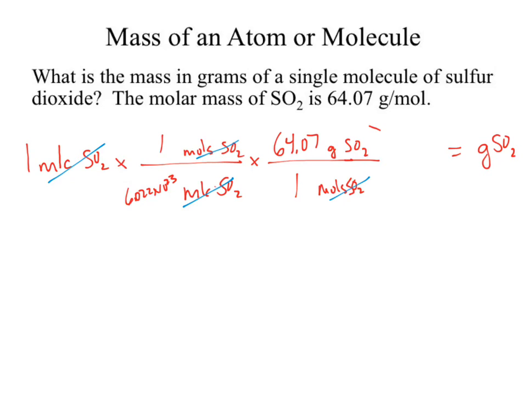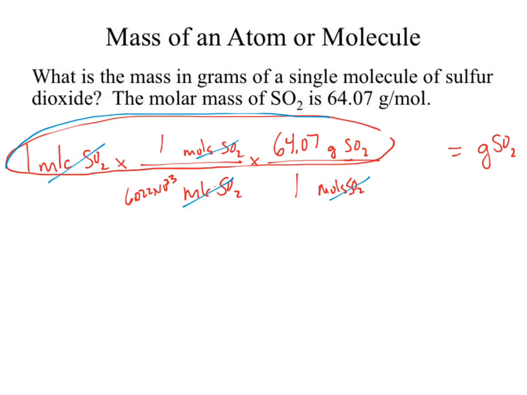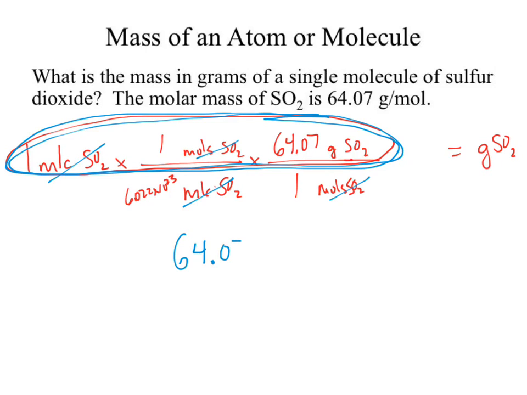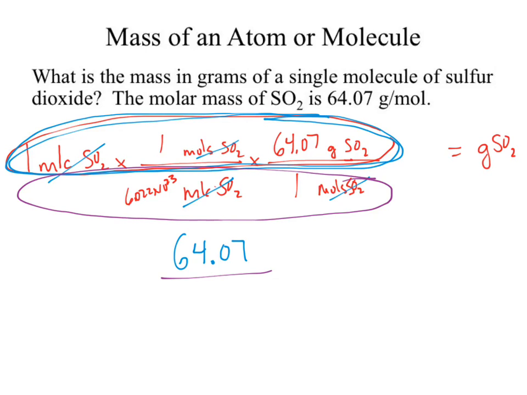So what I would go through and do is take everything in the numerator. We love color coding, so let's color that in a blue-red. And I get 1 times 1 times 64.07. Well, that was kind of boring. I get 64.07. Okay. What do I get in the denominator? 1 times 6.022 times 10 to the 23rd, okay, in my denominator.